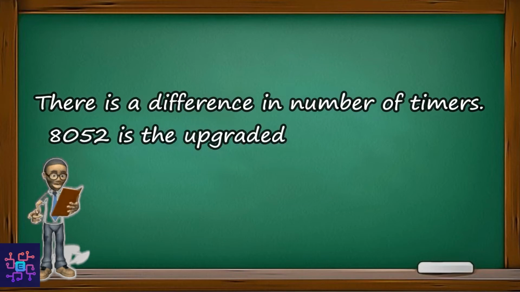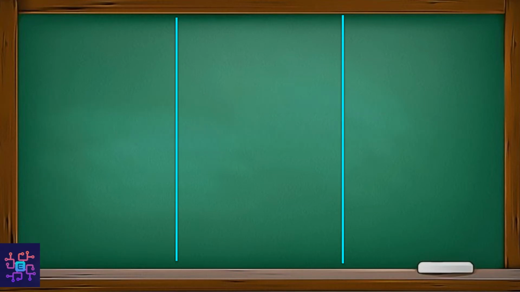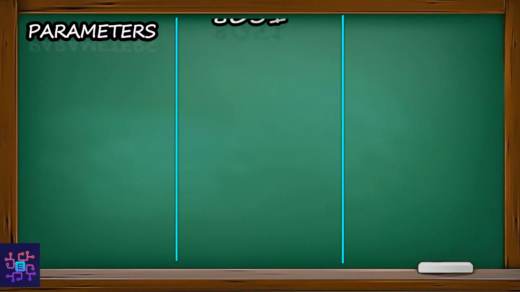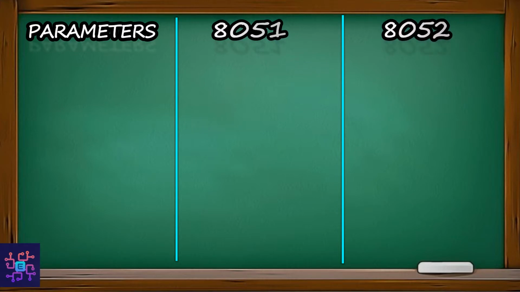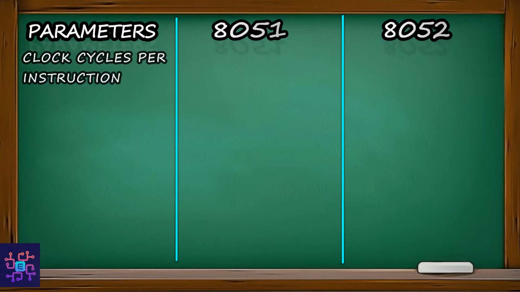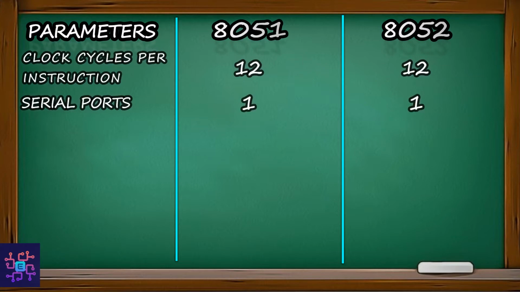8052 was the upgraded version of 8051. The main differences between 8051 and 8052 microcontrollers are: first is the clock cycles per instruction, 8051 has 12 clock cycles and 8052 has 12. Second is the serial ports. Both 8051 and 8052 have one serial port that can be used as UART. And the timers, 8051 has 2 timers and 8052 has 3 timers.